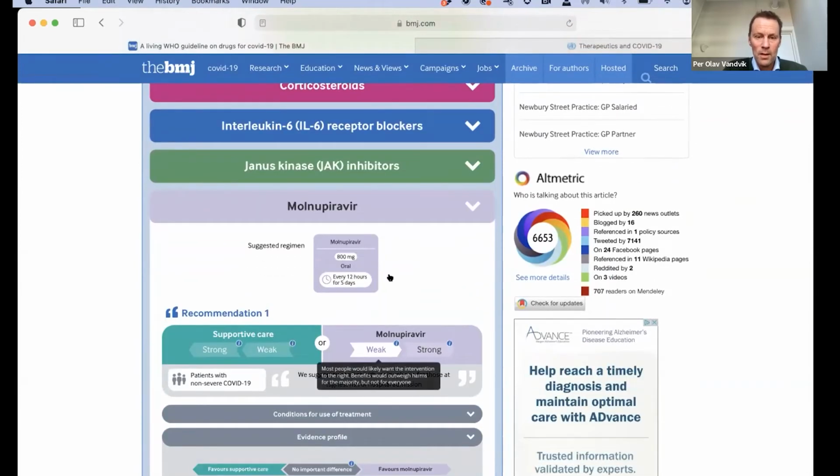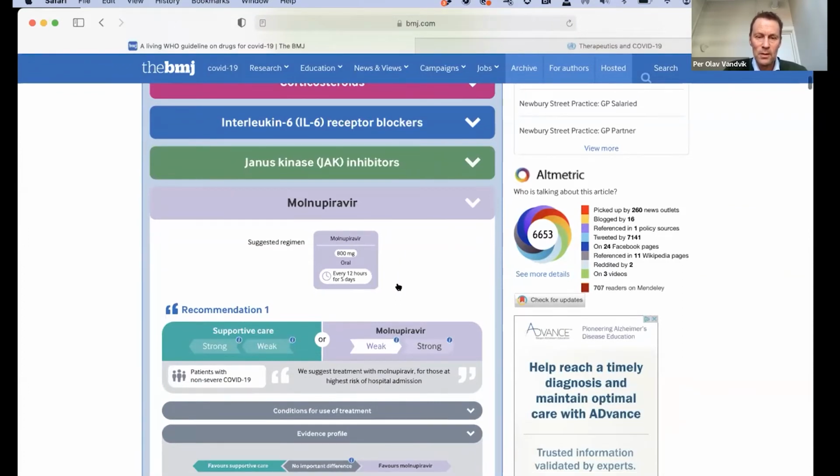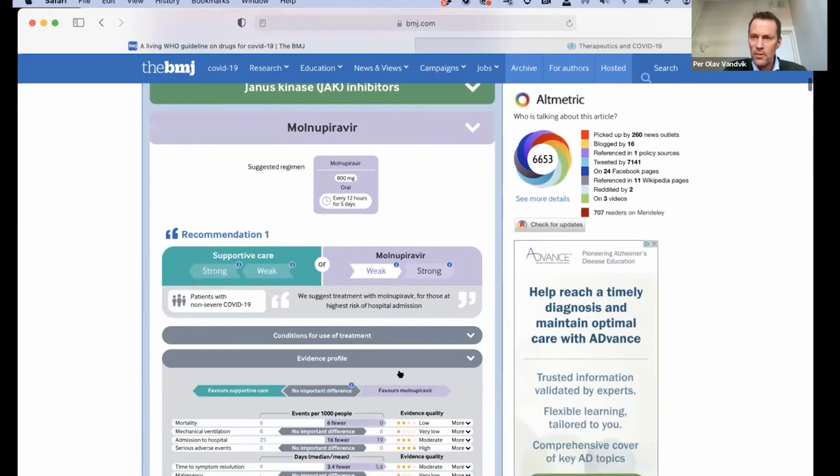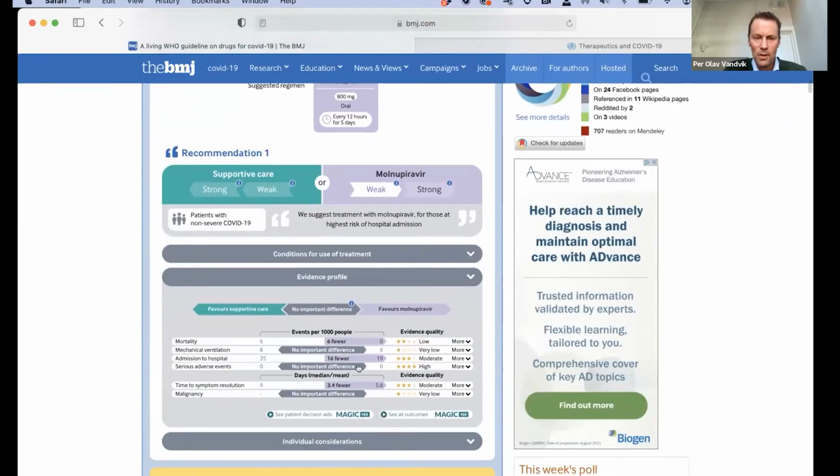This is a weak recommendation. We suggest this treatment in those at highest risk of hospital admission. And you'll find these great evidence summaries with the benefits and harms. And you can also click and find decision aids if you want to share this with your patient.